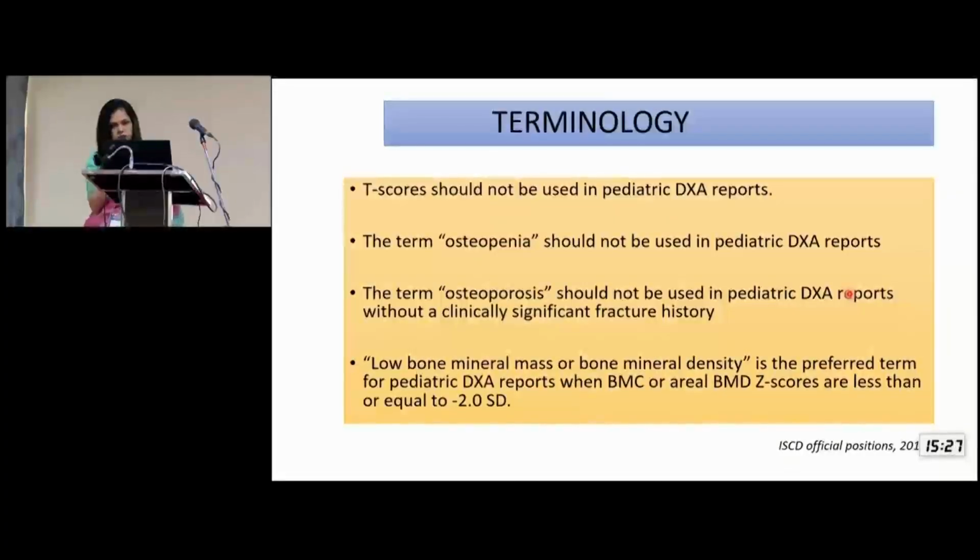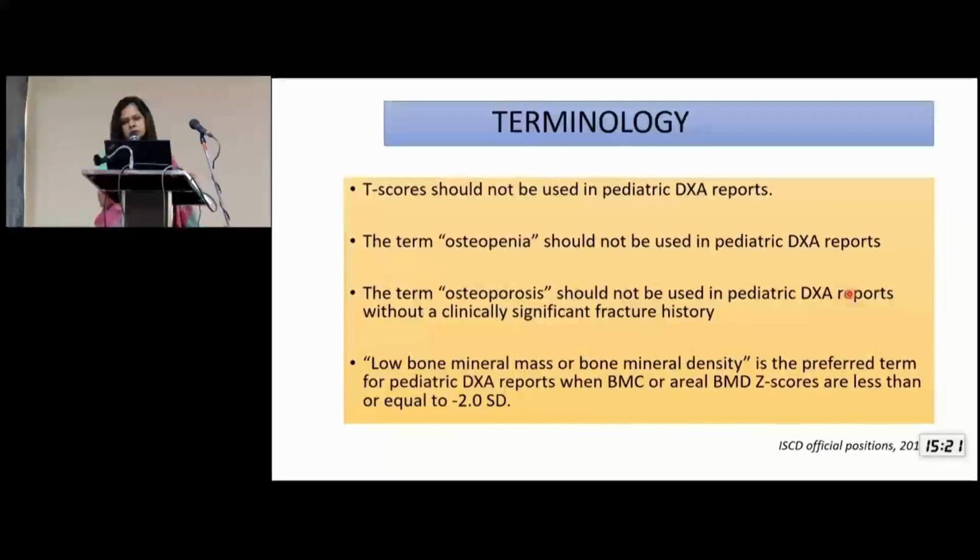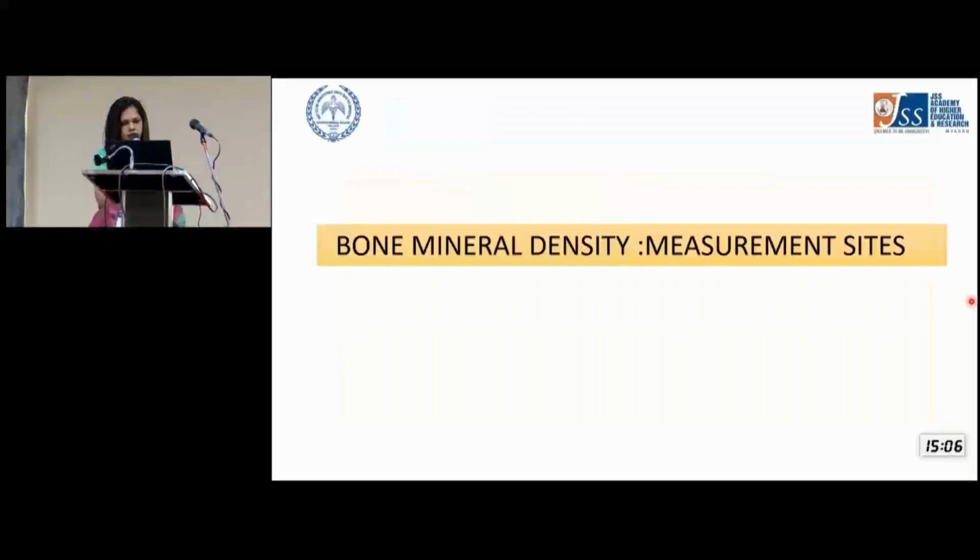T-score should not be used in pediatric DEXA reports. That's very important. The term osteopenia should not be used in pediatric DEXA reports. Osteoporosis should not be used unless there is a clinically significant fracture history, like I mentioned. Low bone mineral mass or low bone mineral density is the preferred term for pediatric DEXA reports when the BMC or the areal BMD Z-scores are less than or equal to -2 standard deviations.